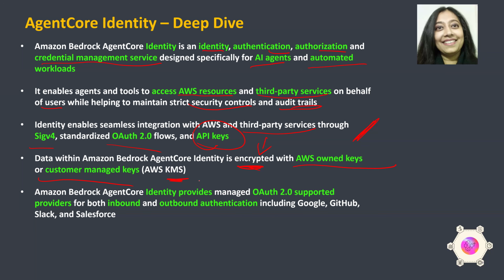Now, Bedrock AgentCore Identity provides managed OAuth 2.0 supported providers, both for inbound and outbound authentication. And these include Google, GitHub, Slack, Salesforce. There are a total of 24. We will look at all of them a little later. But for right now, just keep this in your back pocket that it does support OAuth 2.0 inbound and outbound authentication using external providers.